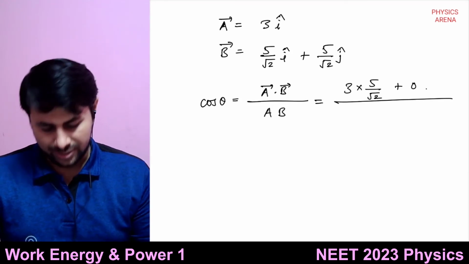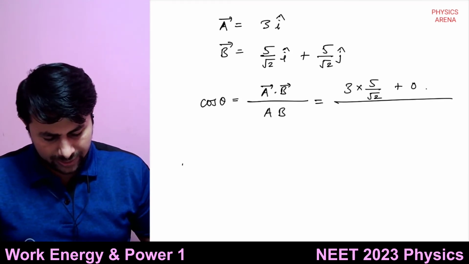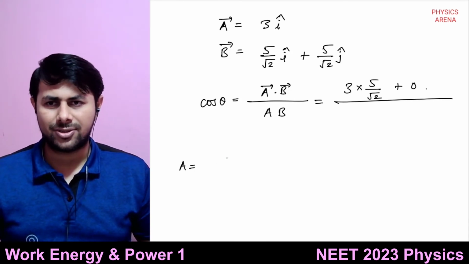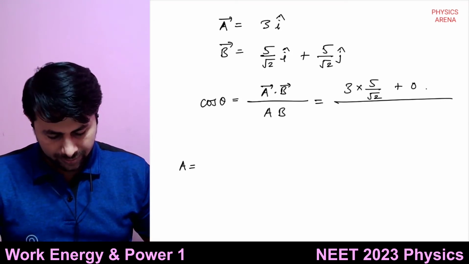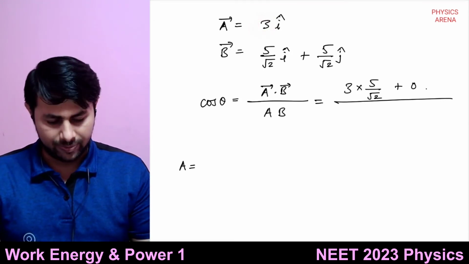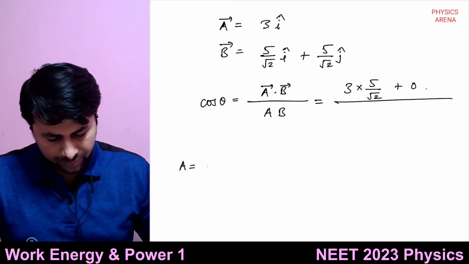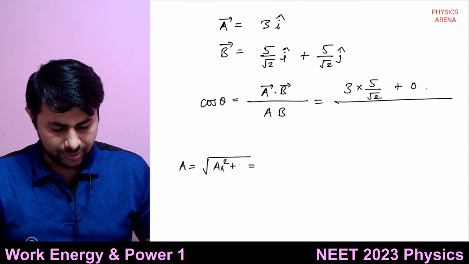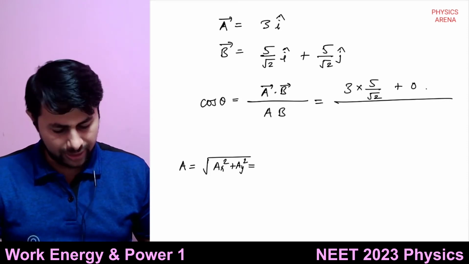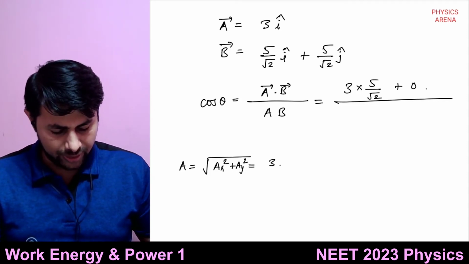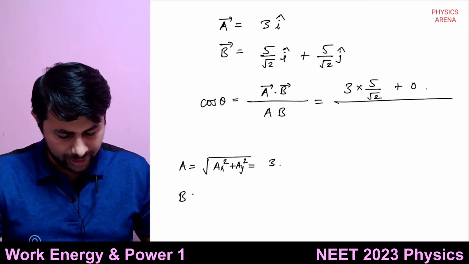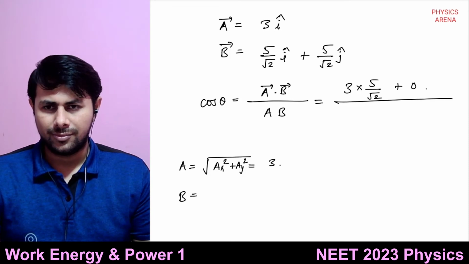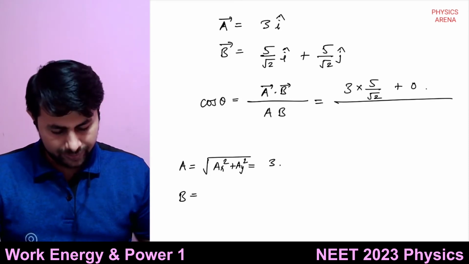It is 3, right? Magnitude of a is square root of ax square plus ay square. If there is az also, az square. Right, so you have only 3 i cap, so the magnitude is square root of ax square only. Or you can say ax square plus ay square, ay is 0. So this is equal to 3. And how much is the magnitude of b? It will be 5. Right.